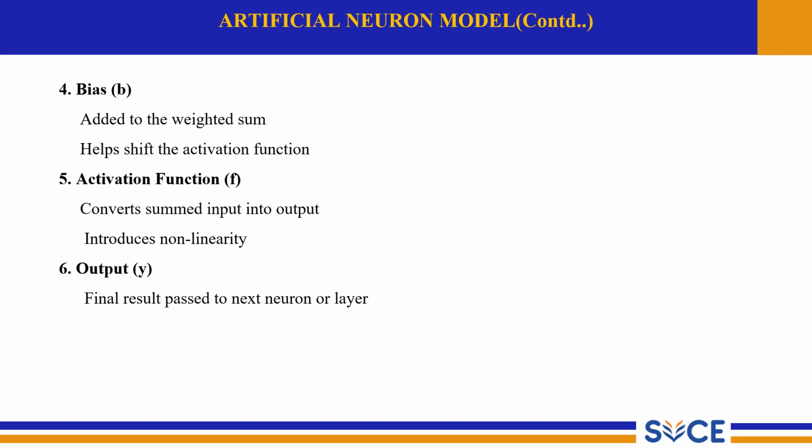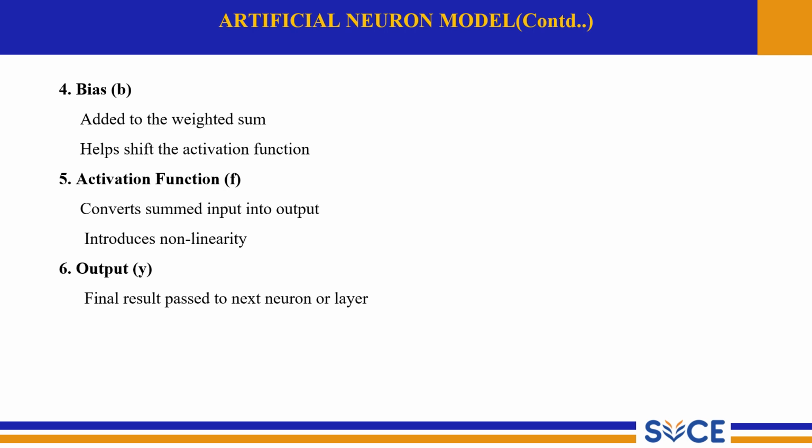Fourth one is bias. A bias is added to the weighted sum of inputs before passing it to the activation function. It allows the neuron to shift the activation function, enabling the network to better fit the data. In simple terms, the bias acts like an adjustable constant, giving the neuron more flexibility in learning patterns.